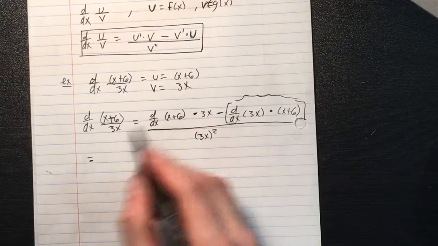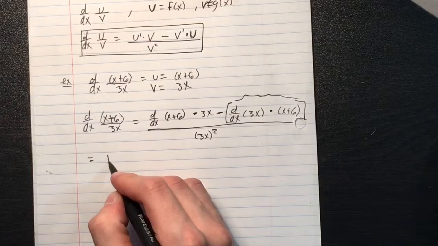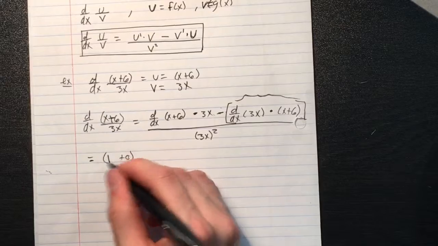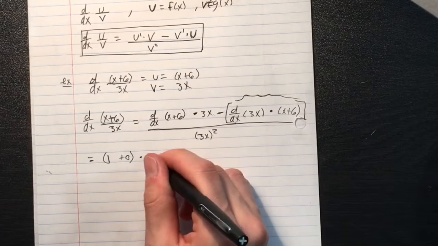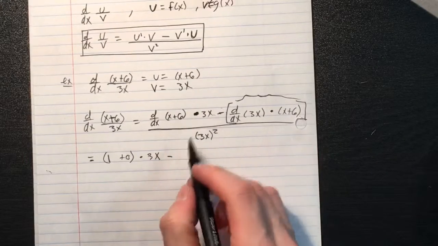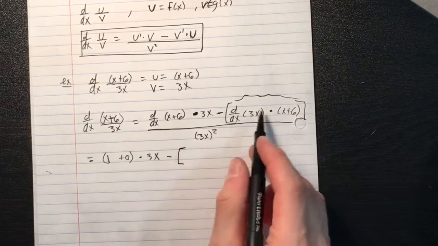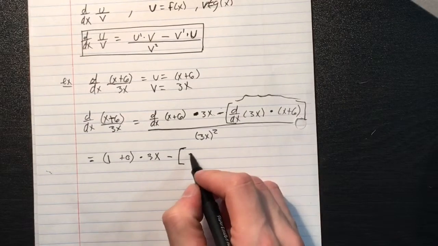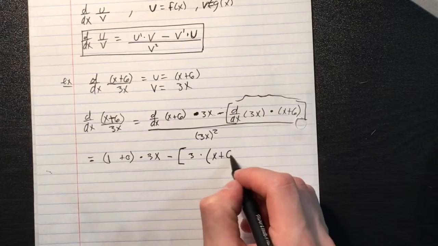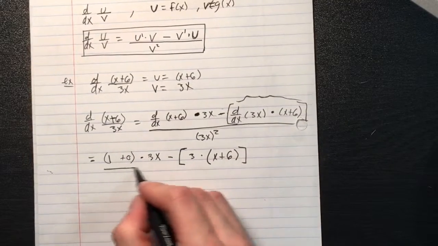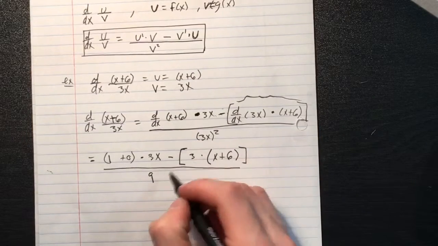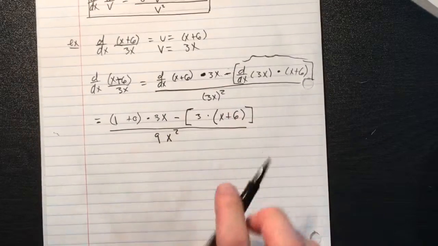So let's evaluate these derivatives now. The derivative of x plus 6, well, the derivative of x is 1, and the derivative of 6, since it's a constant, is 0. And then multiplying that by 3x, and then subtracting, and I'll keep the bracket here, the derivative of 3x, which is just going to be 3 times x plus 6. And all over 3x squared, and 3 squared is 9. x squared is simply x squared.